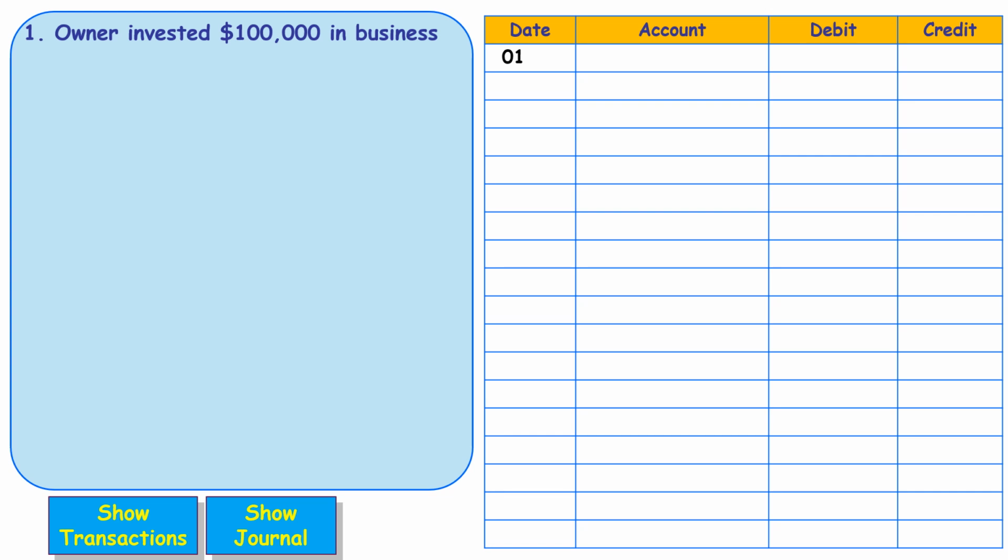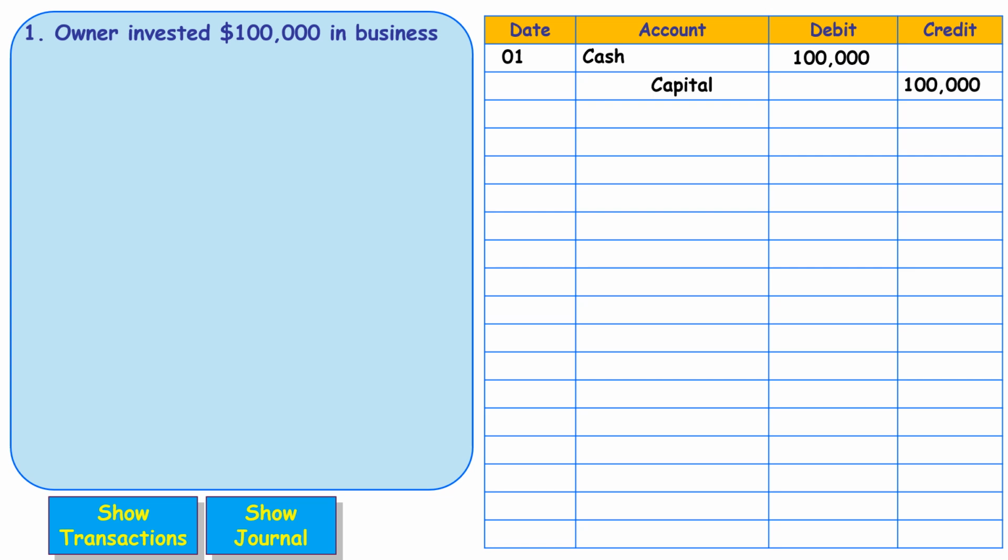So we have the first line, which is cash, and we are going to debit cash $100,000. This cash came from the owner, and whatever comes from the owner is called capital, and the owner's capital in the business increased. An increase in the capital will be credited.